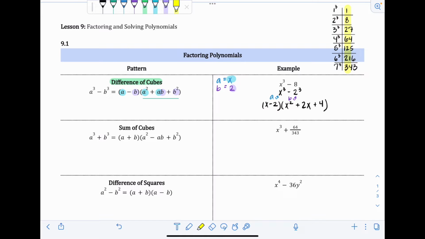Sometimes it looks like this trinomial can be factored more. I haven't seen the case where it can be factored more. I don't think it ever really can, but if you see something where it can, please let me know and prove me wrong. If we were to check to see if it was factorable, a is 1, so I would need numbers that multiply to 4 and add up to 2, and those numbers don't exist, so it cannot be factored any further. So our final answer is x minus 2 times x squared plus 2x plus 4.